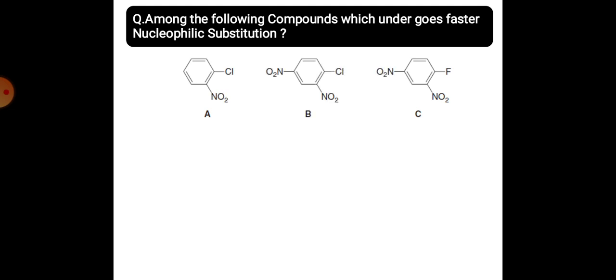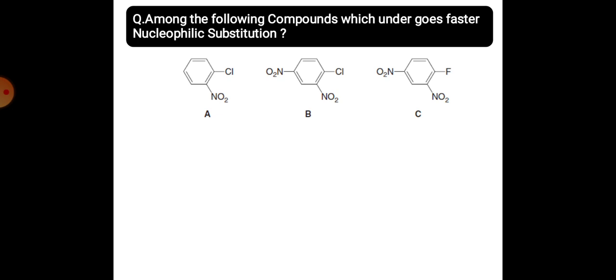So this is the mechanism particularly. Now among the following compounds, which undergoes faster nucleophilic substitution reaction? These three compounds are given. This is ortho-chloronitrobenzene, then 2,4, then we have another example B, that is a disubstituted dinitro compound, and the third is the fluorine. You know what the reason behind that is, which halogen gets displaced first.